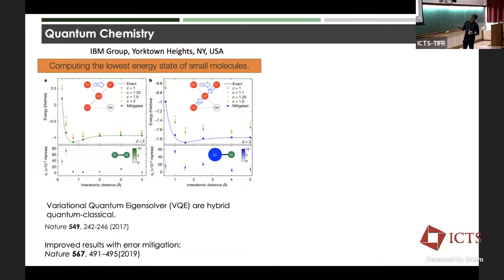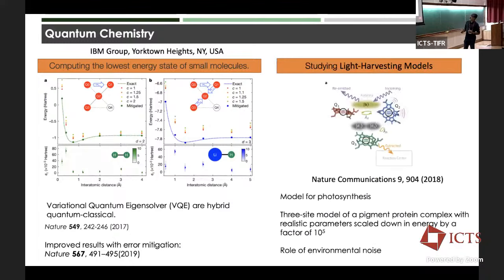So this is essentially energy as a function of interatomic distance. And in the first experiments for the simple molecule, the agreement was reasonable. As the molecule became more complicated, the agreements became worse. In this paper, they show much better agreement.